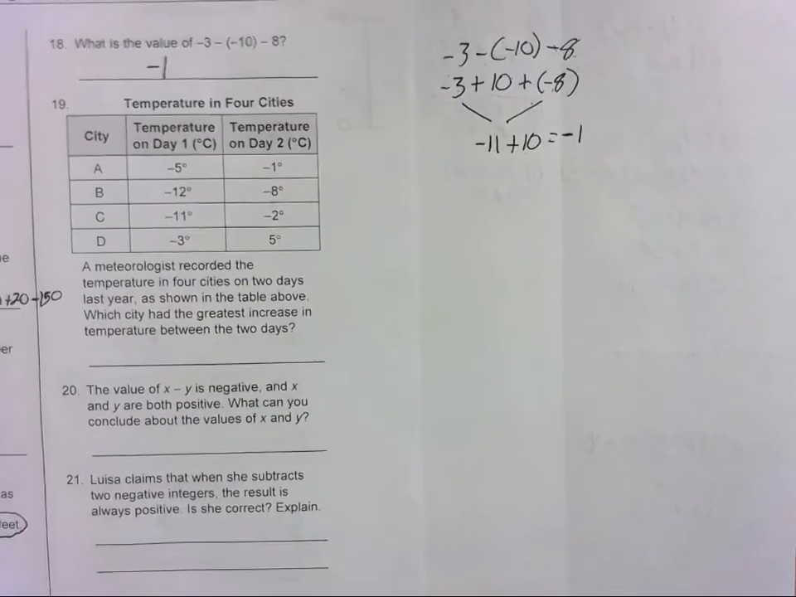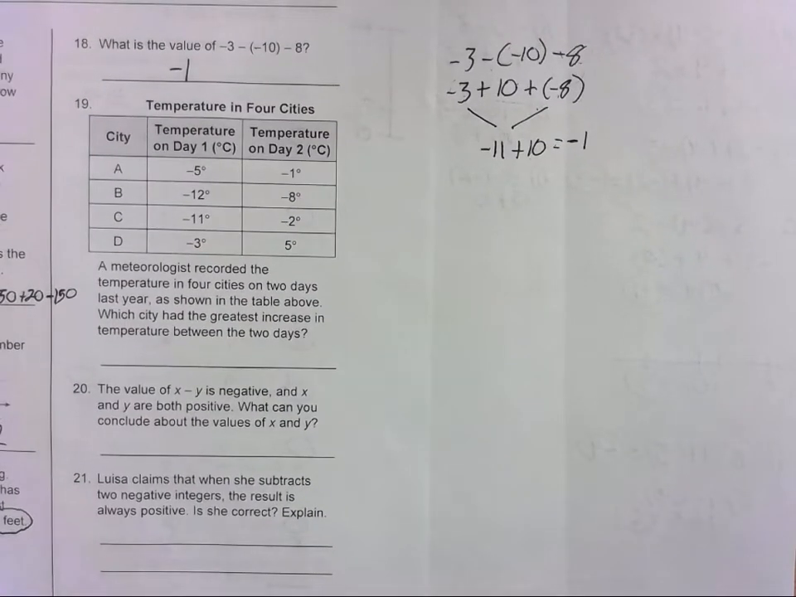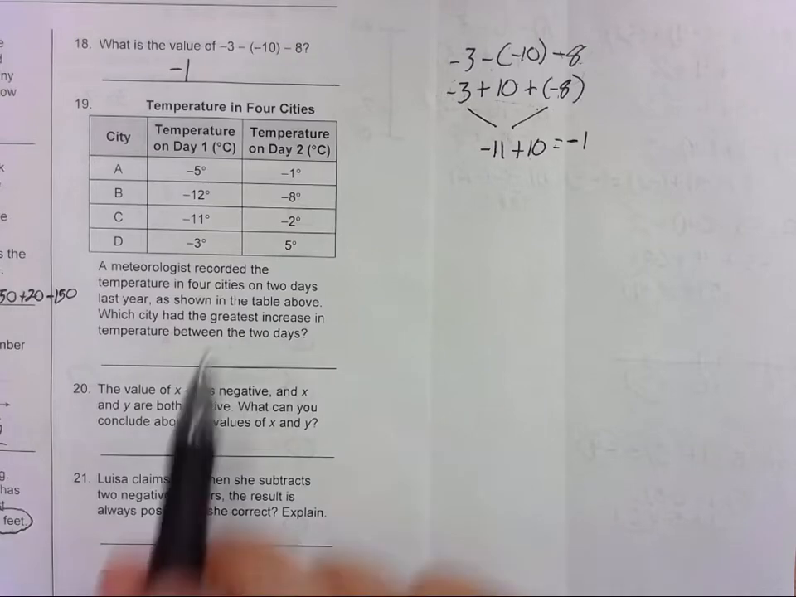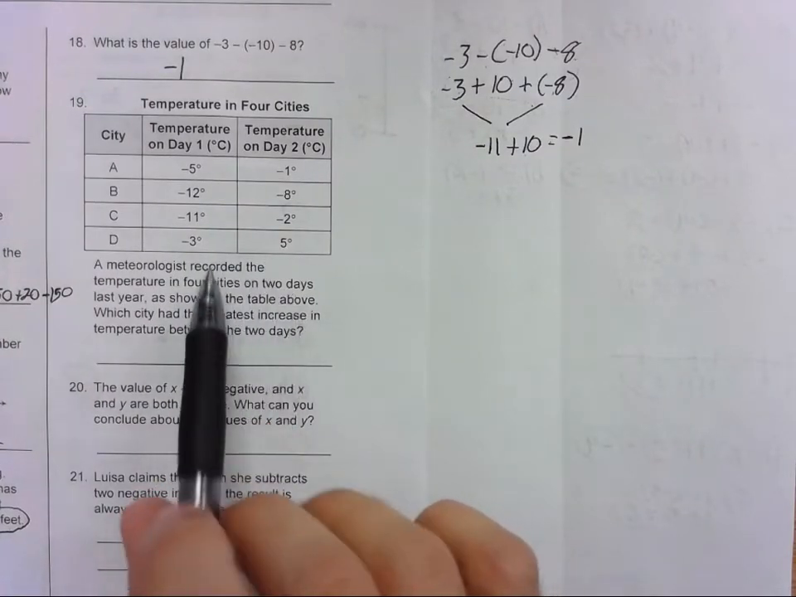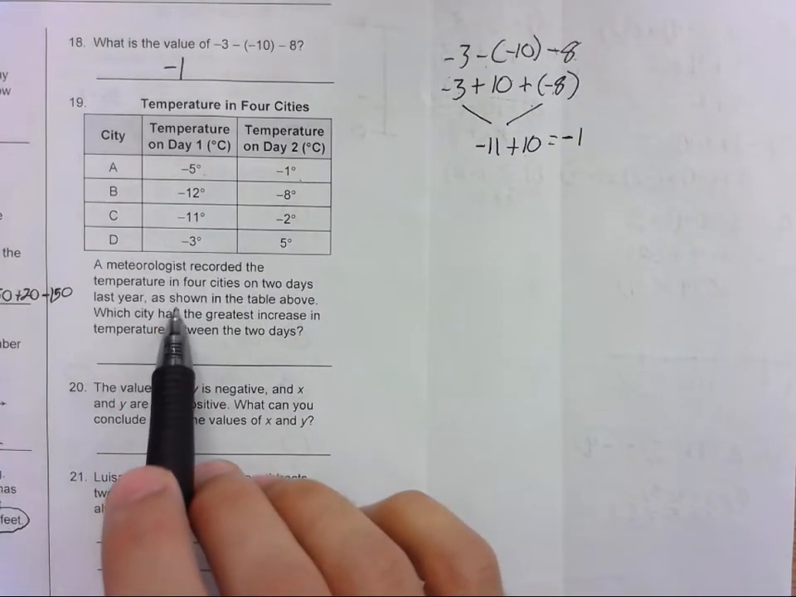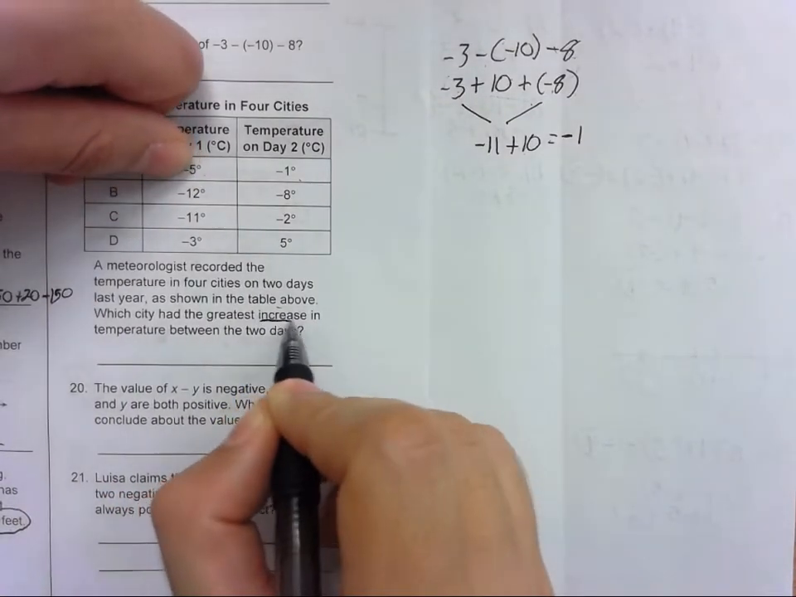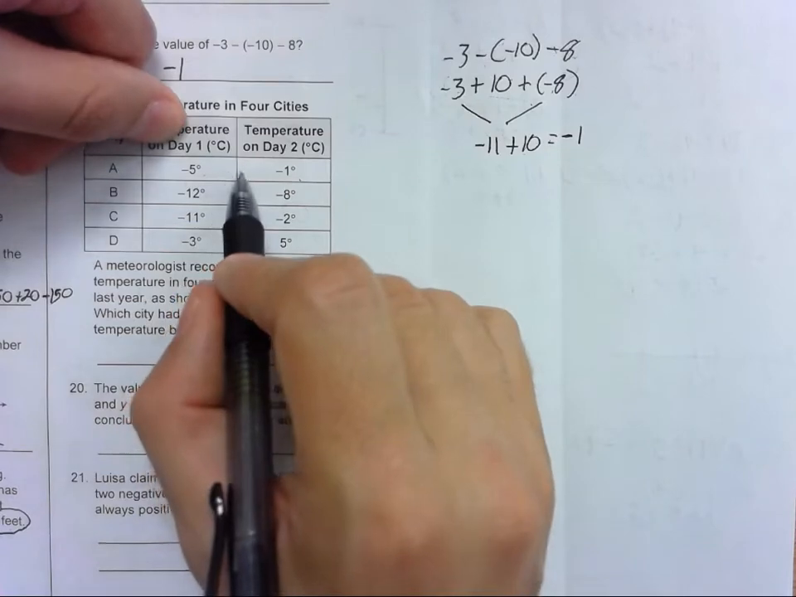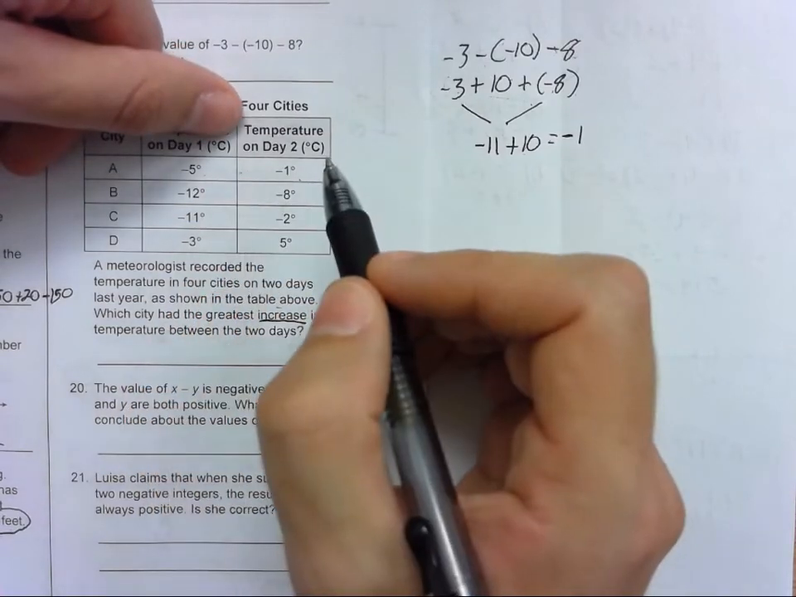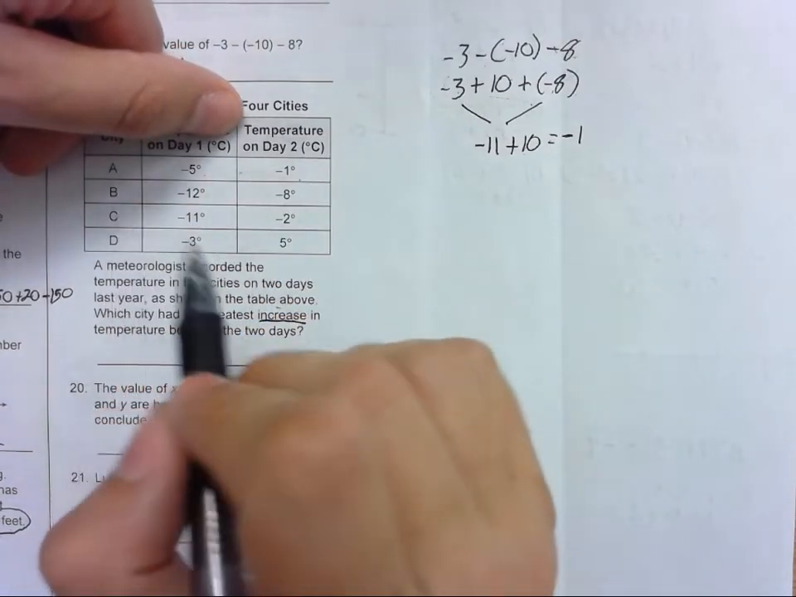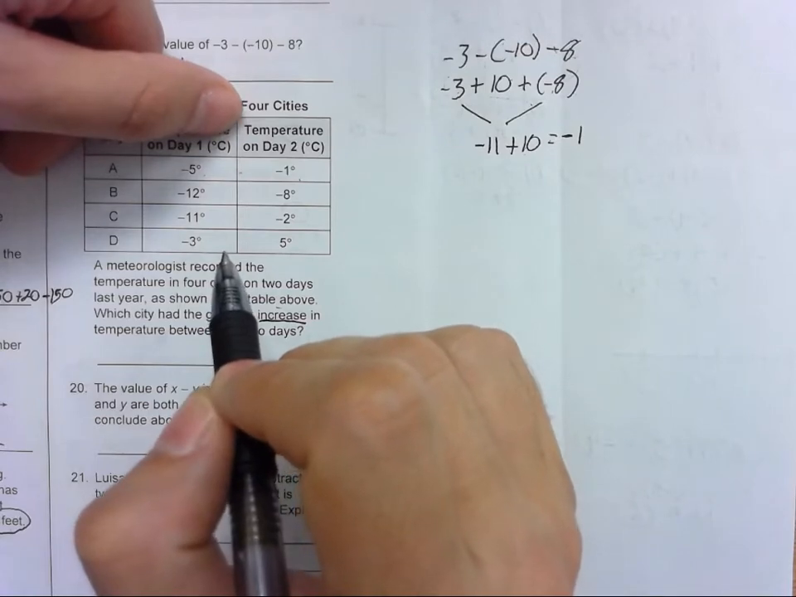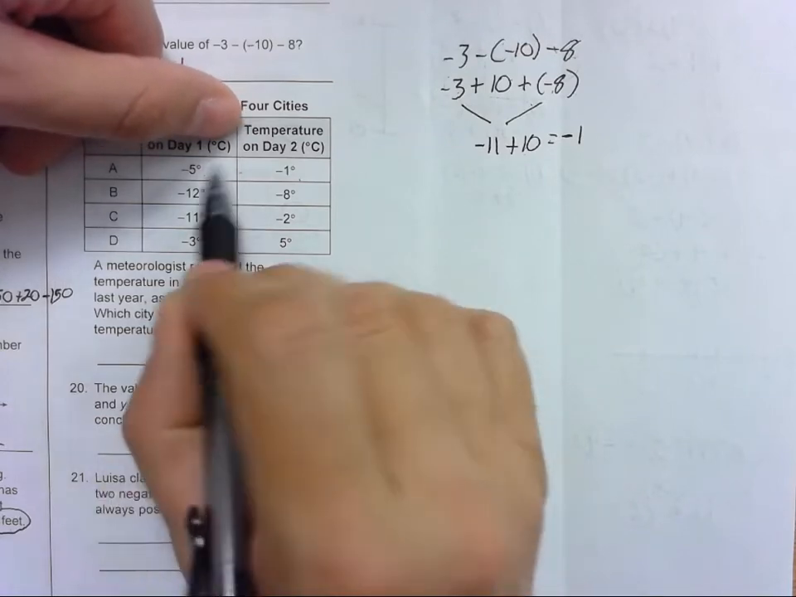19. Meteorologists recorded temperatures in 4 cities 2 days last year, day 1, day 2, as shown in the table. Which city has the greatest increase? So which one increased the most? So we can look at it as a number line, or find the difference between these two.